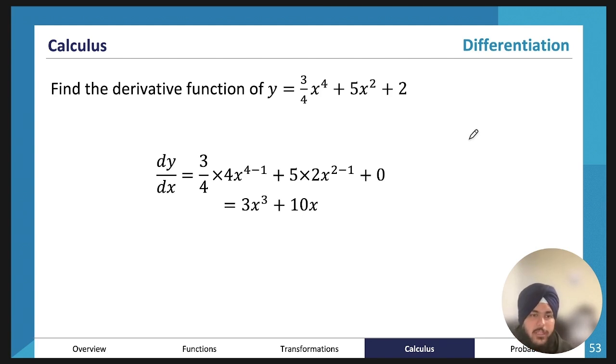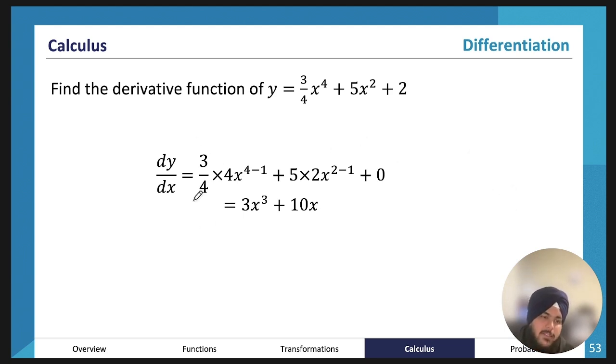Okay, so here's just a really quick practice question to find the derivative of the following functions. We have 3 over 4, 4x to the power of 4 minus 1, plus 5 multiplied by 2, x to the power of 2 minus 1 plus 0. And this apparently is equal to 3x cubed plus 10x. We'll have a look at how we might solve this.